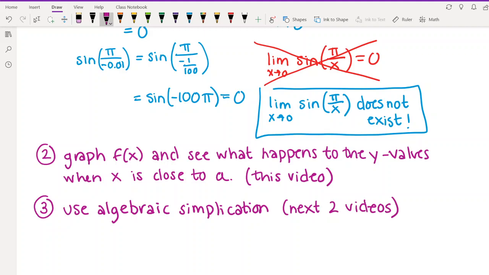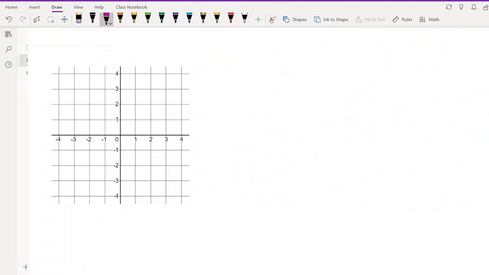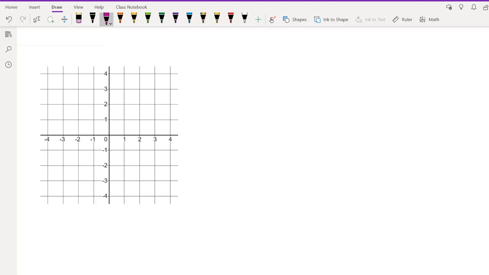Okay, so a whole bunch of intro, but now let's actually get into the meat of this video, which is using graphs. As I mentioned, one of the main reasons to use a graph to evaluate a limit is when you're dealing with piecewise functions. So I want to look at a piecewise function and evaluate limits using it.